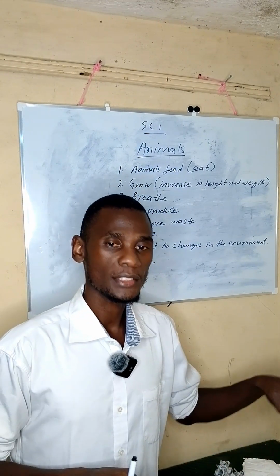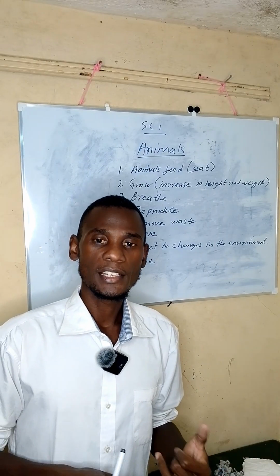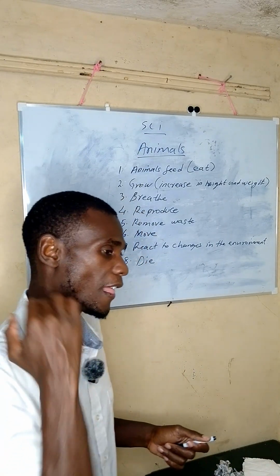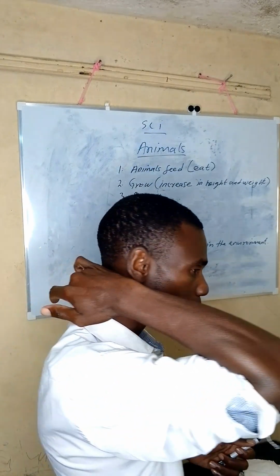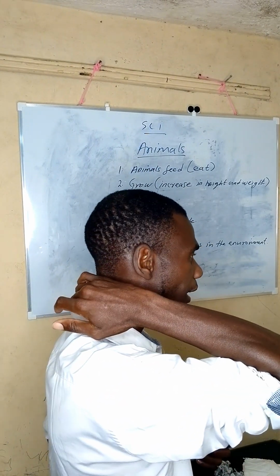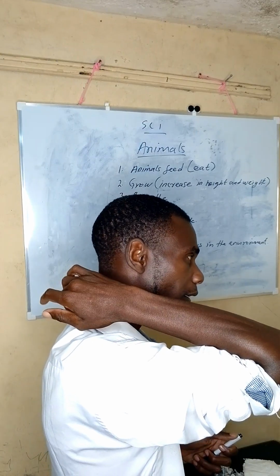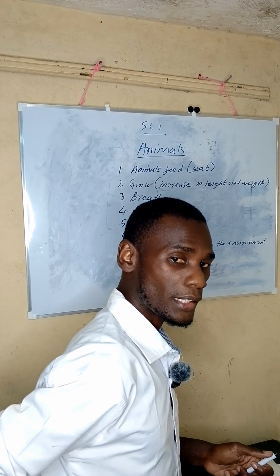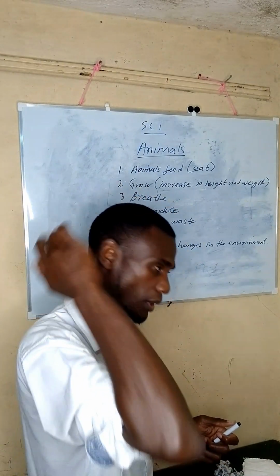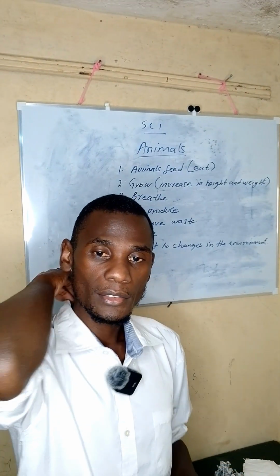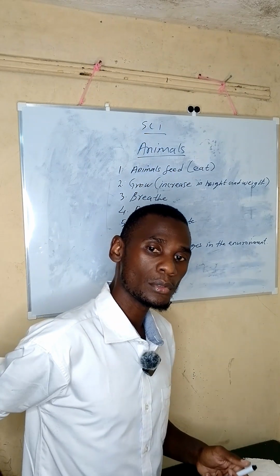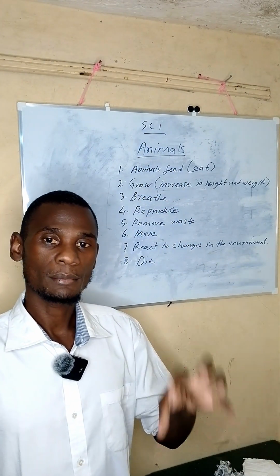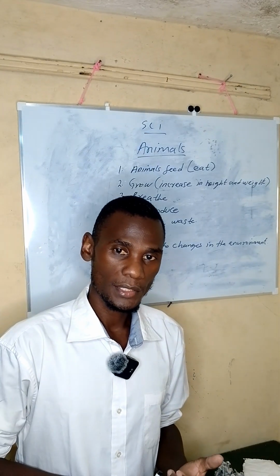So one group is called vertebrates. Vertebrates are animals that have backbones. The backbone is this bone that runs from, if you touch behind your neck here, you will feel a bone. So that bone runs down like that up to around your waist here. So it runs straight from the back of your head or the neck up to your waist somewhere here. So all animals that have such bones are called vertebrates.